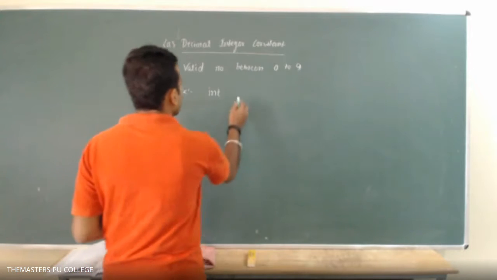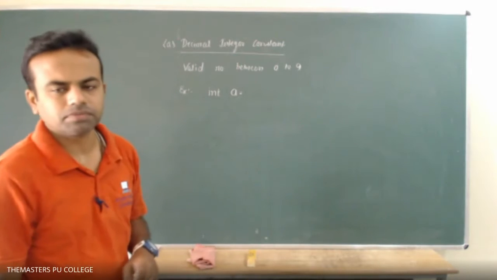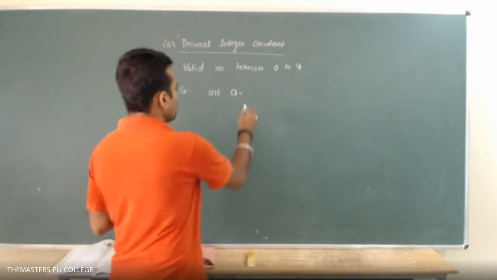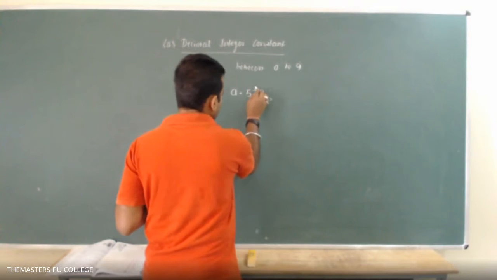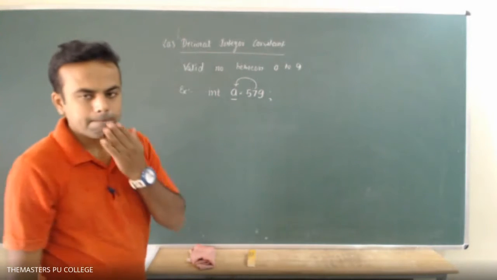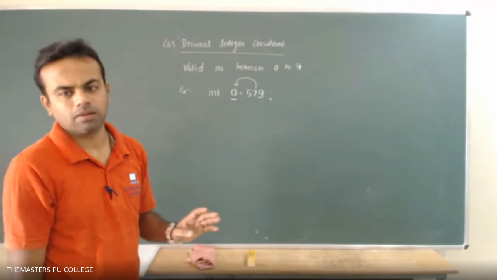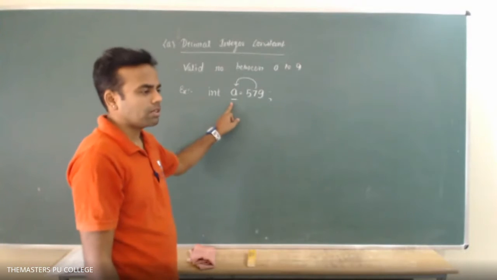Integer a is equal to, so you can give any decimal number here, say 579. This becomes a complete statement. This integer constant will be stored in a. What is this a? It's a variable, an identifier. Will you agree? It's a name given to a programming element.